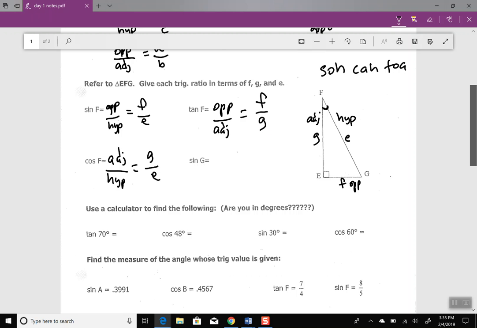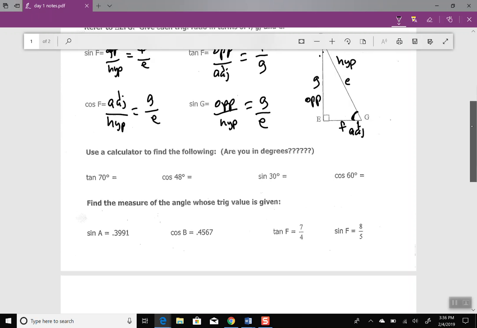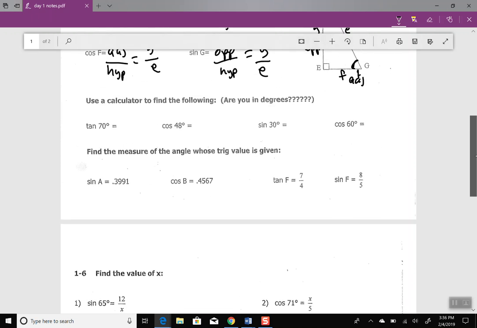Okay. And then sine of G, I need to be careful because these sides are going to change again. So for sine of G now, the adjacent side is now this side, and the opposite side is now this side. So sine, again, SOHCAHTOA, opposite over the hypotenuse. And the opposite side for angle G is little g, and the hypotenuse is E.